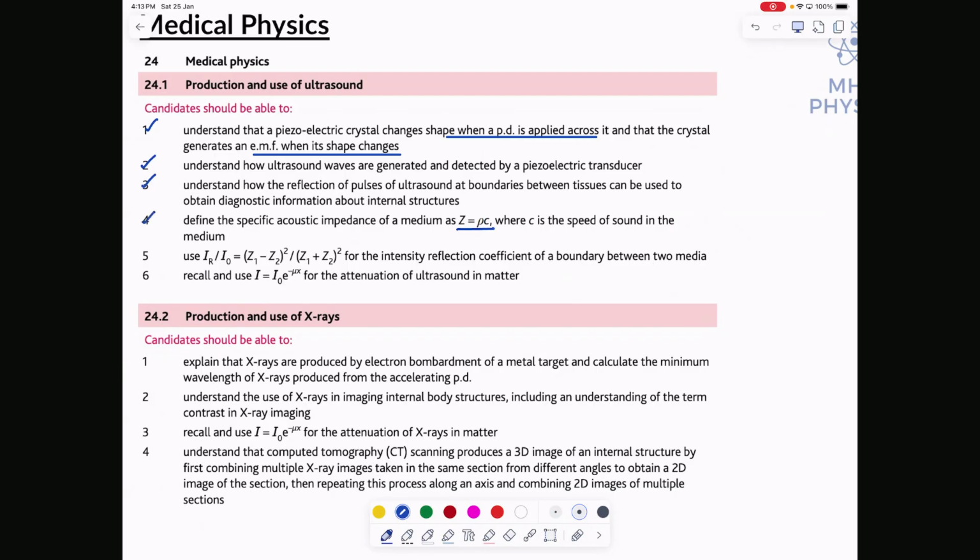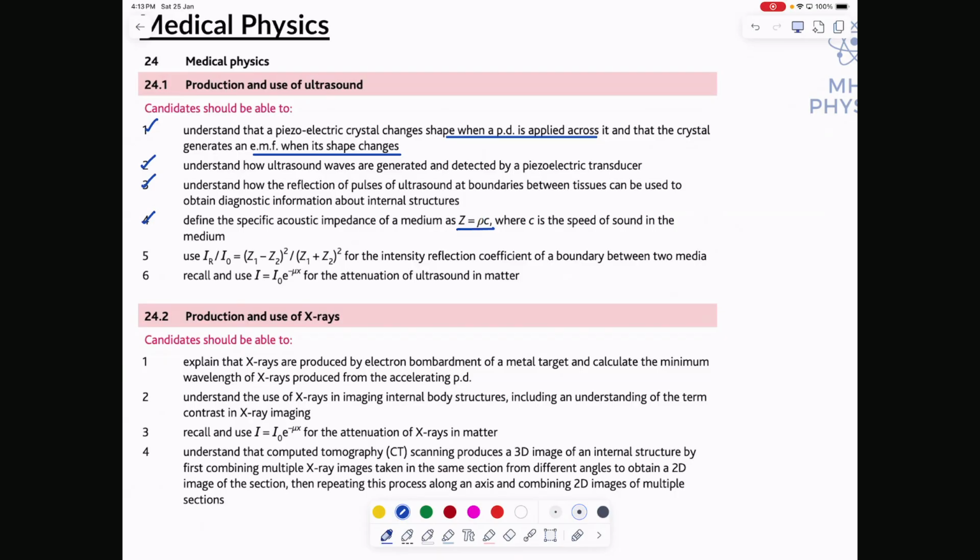Students blunder the definition. Can they just say density into speed? No. It's the density of that medium multiplied by what? The speed of sound in that medium. You have to mention the medium there, okay?